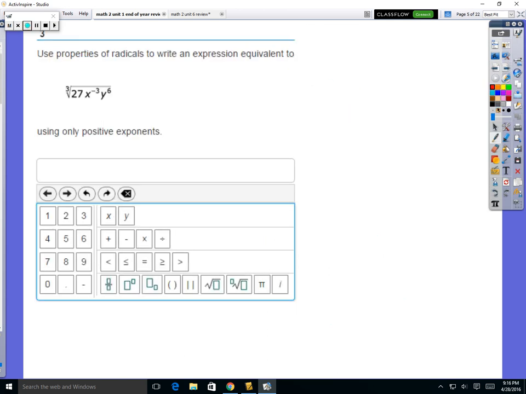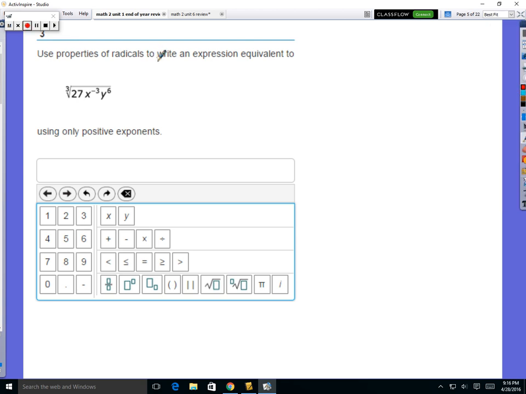Number 3. Use properties of radicals. Here we go. You gotta have positive exponents. Okay, it is a cube root. Bust up 27. 27 is 3 times 9. So 3 times 3 times 3. And because the index is a 3, that means you've got to have a group of 3. And then once you have a group of 3, they may exit. So on the outside, we got 3.